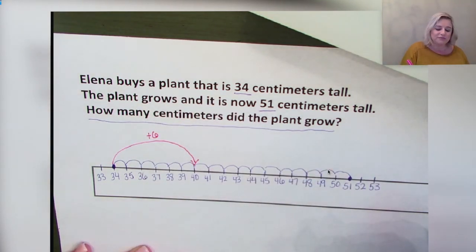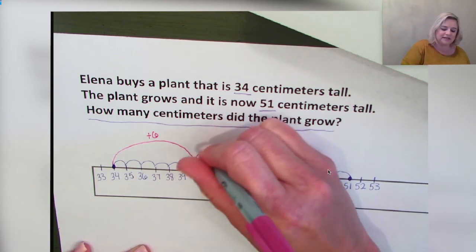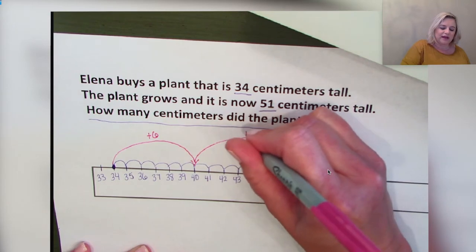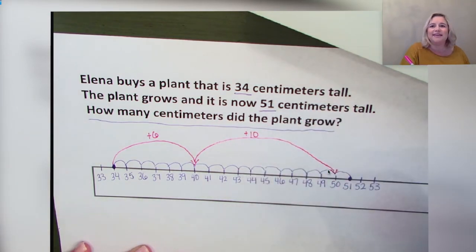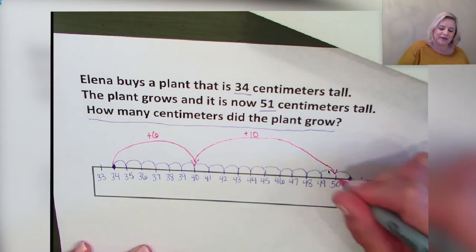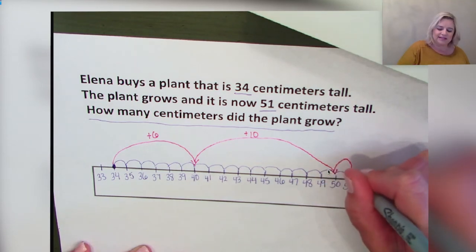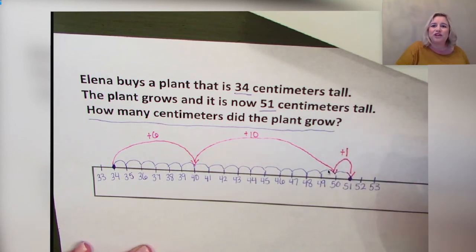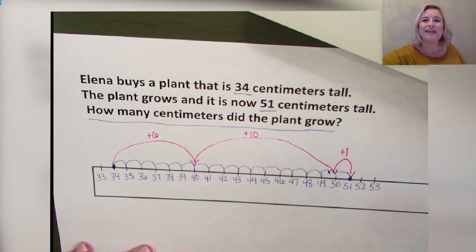Then I'm going to move 10 more spaces to 50. And let's write +10. And after that, I only need to move 1 more space to end up at 51 centimeters, +1. How can we figure out the total move? Good idea. We can add up all of our moves.